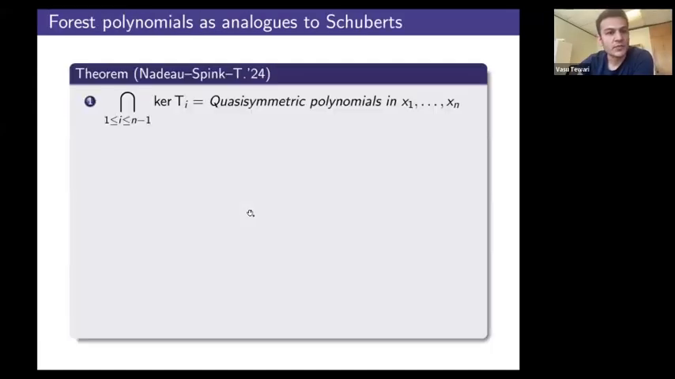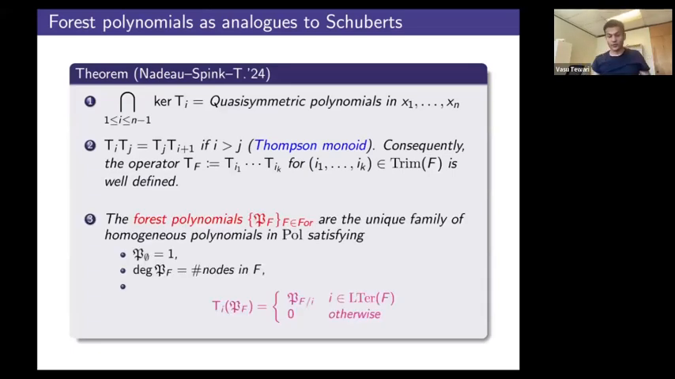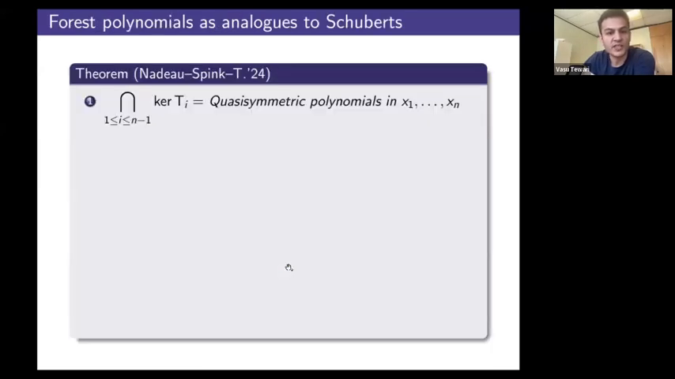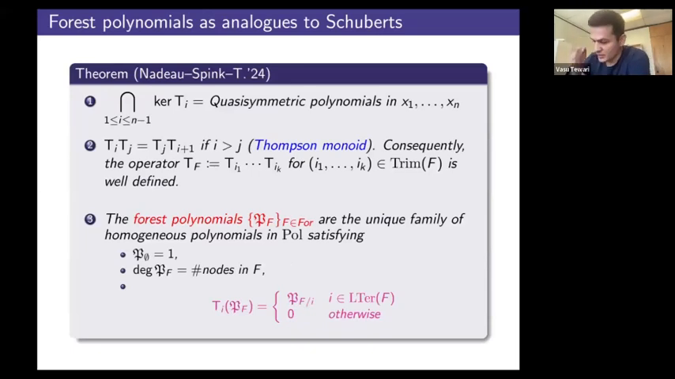Okay, so here's the theorem that I want to advocate for why forest polynomials may be considered a good analog for Schubert polynomials. The first statement is by definition, so it's contrived. The joint kernel is the set of quasisymmetric polynomials. The analog of the Nil-Coxeter relations are these very simple relations that I've told you right here, T3, T1, and T1, T2, giving the same thing. It turns out that these relations define a well-known monoid that came up in geometric group theory. This is the Thompson monoid. So it's good that this thing already has a name.